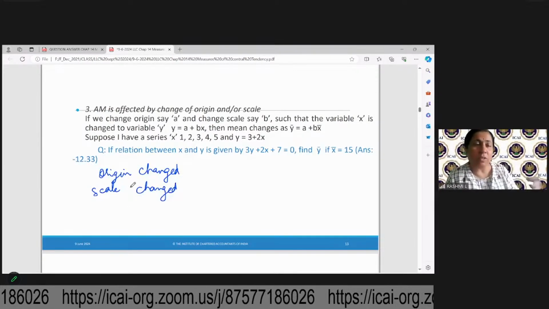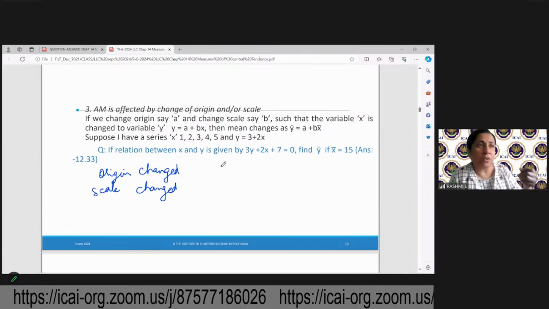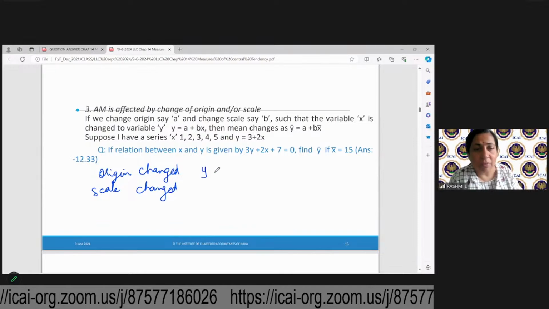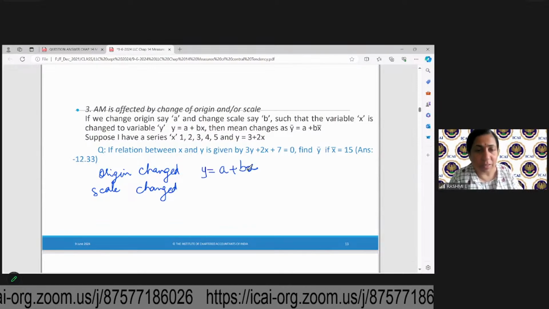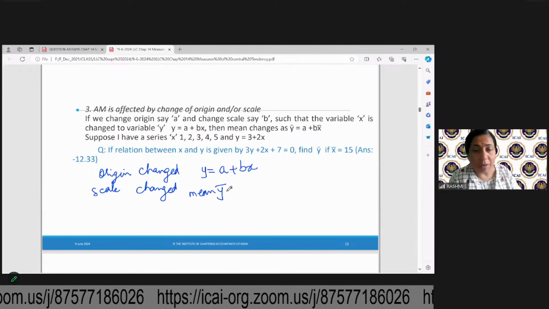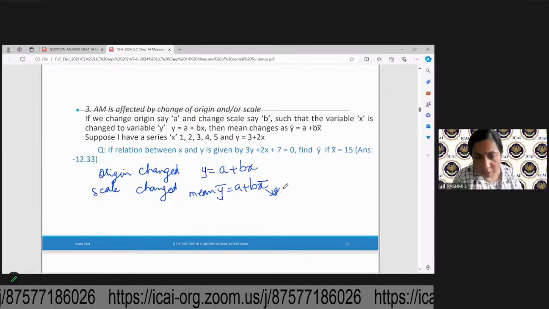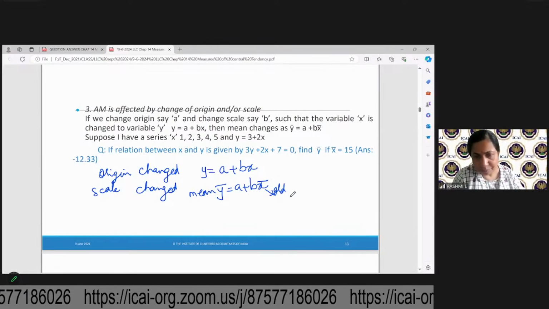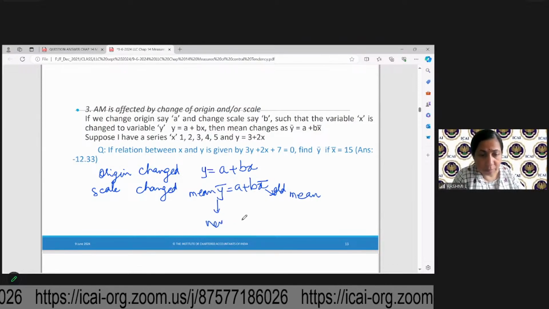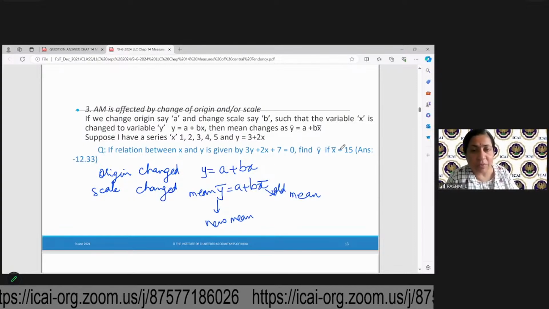So what the formula is trying to tell us is, if this happens, your earlier data now changes. So what will this be? y will be equal to a plus bx, and your mean also changes to y bar is equal to a plus b x bar. Means what? This is the old mean and this is the new mean.